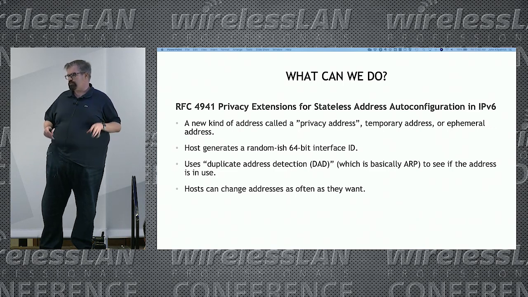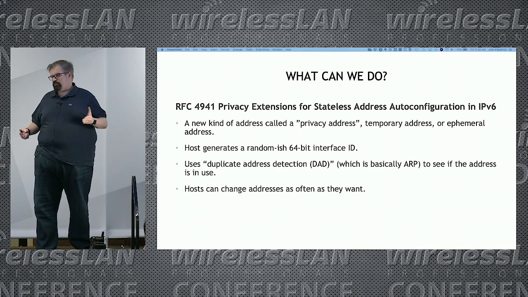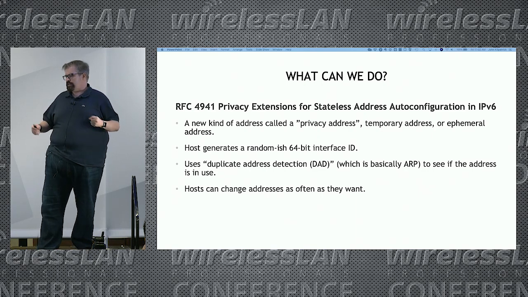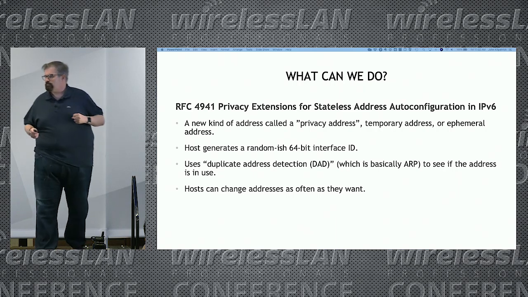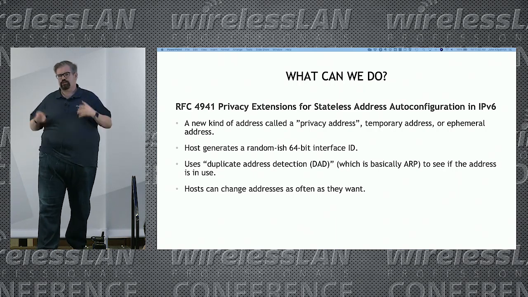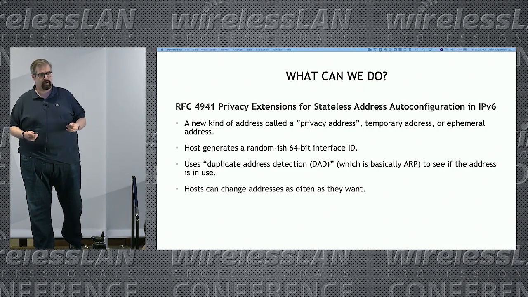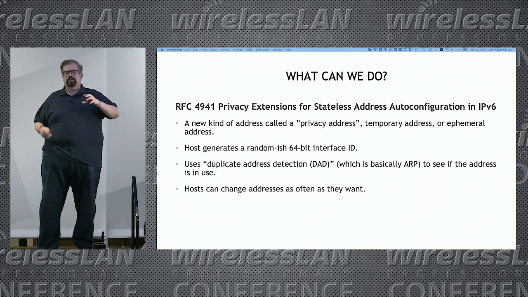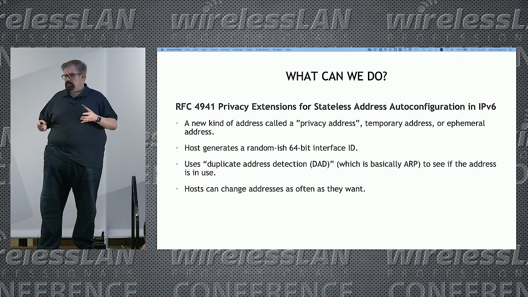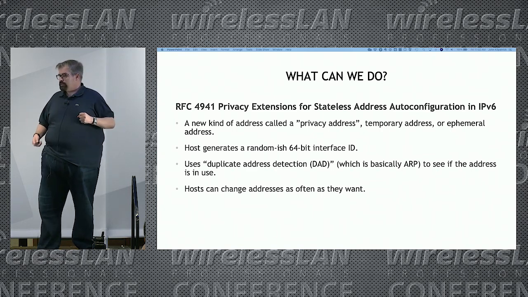The first solution that was come up with is called privacy addressing. I did my first deployment with a great Indian engineer at my company, and so I call it privacy addressing still. And what basically happens is your host generates a random 64-bit number, and then it does something called duplicate address detection, which is basically like an ARP, but it's IPv6, so it's a neighbor solicitation going, is anyone using this address? If no, I'm going to use it, and then you go right on using it.